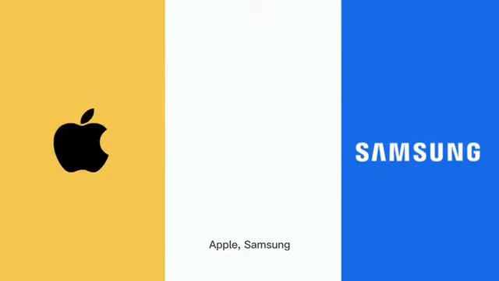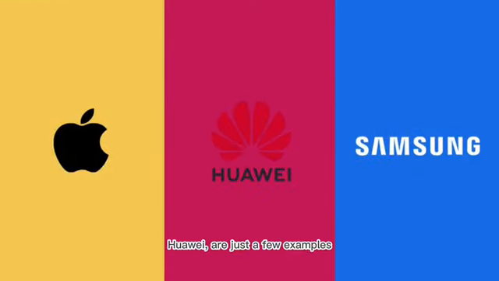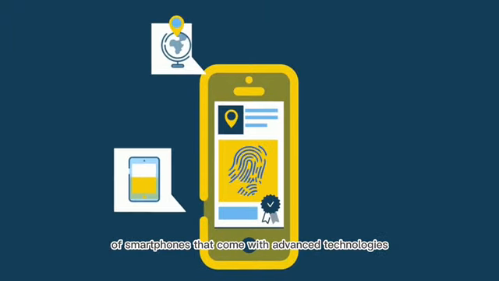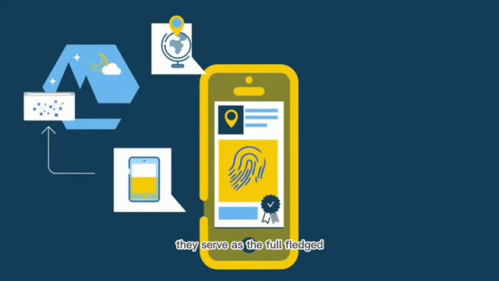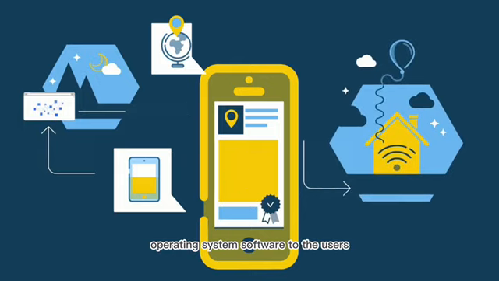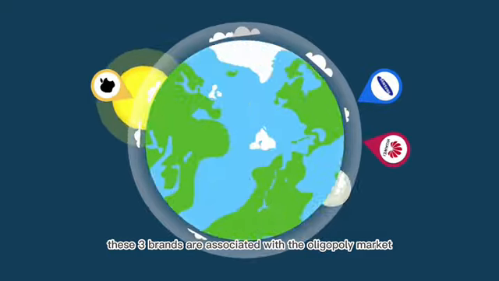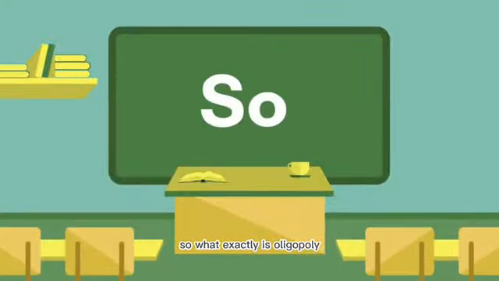Apple, Samsung, Huawei are just a few examples of smartphones that come with advanced technologies. They serve as the full-fledged operating system software to the users. These three brands are associated with the oligopoly market. So, what exactly is oligopoly?